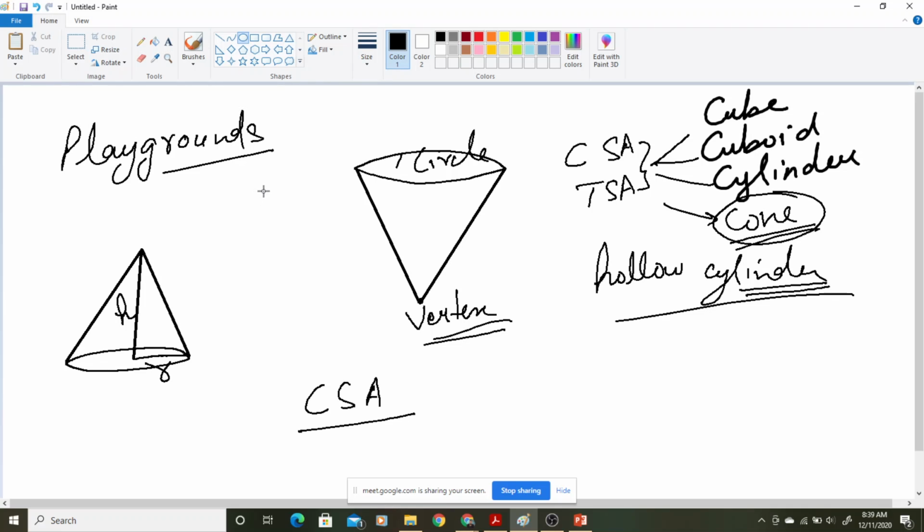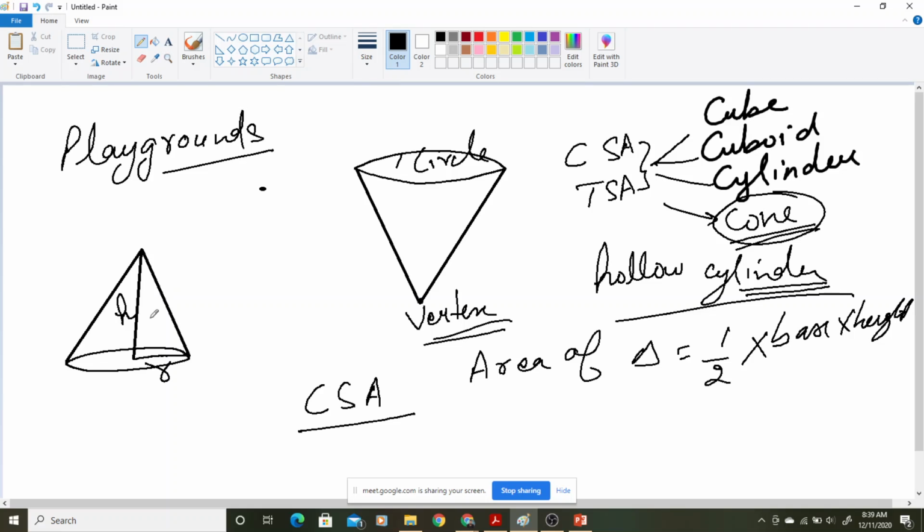Okay, and you know the area, to find the area of a triangle what do we do? Area of triangle हम कैसे find out करते हैं? Area of triangle is half into base into height, we do, half into base into height.